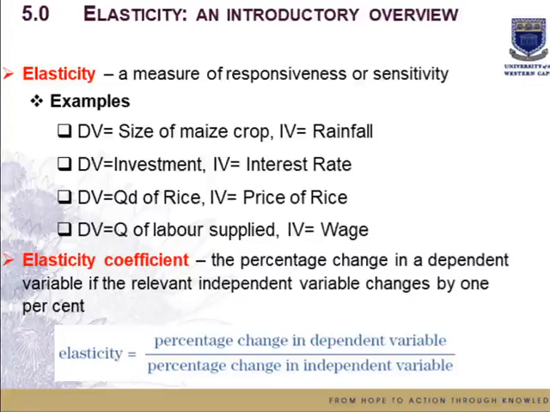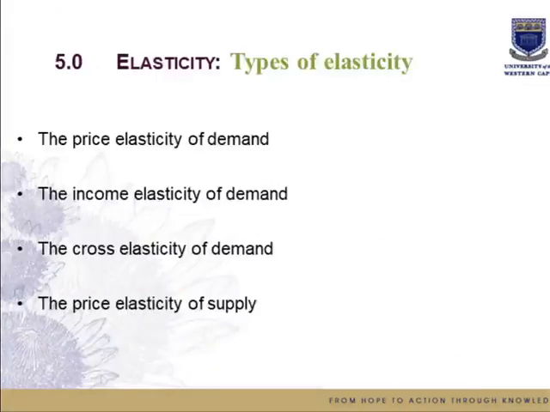Therefore, elasticity is formally defined as the percentage change in a dependent variable as a result of a 1% change in the independent variable, ceteris paribus. Thus, the elasticity coefficient is simply found by dividing the percentage change in the dependent variable by the percentage change in the independent variable. In the study of economics, there are different types of elasticities.